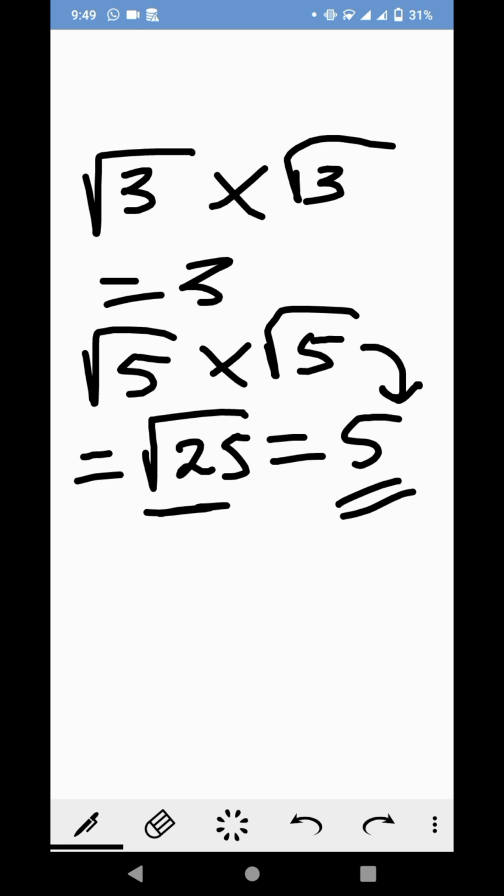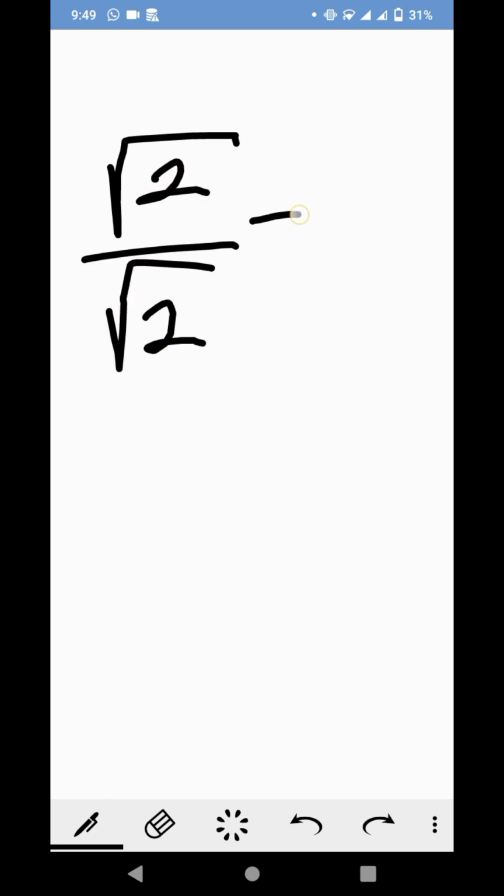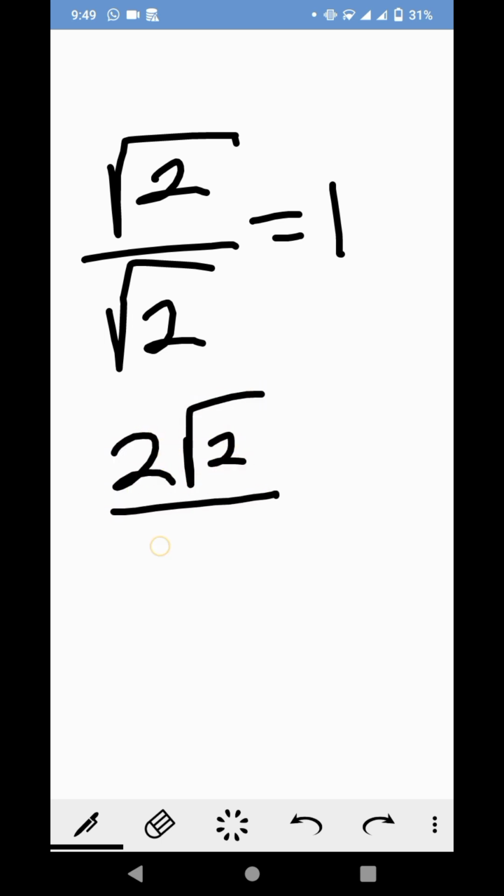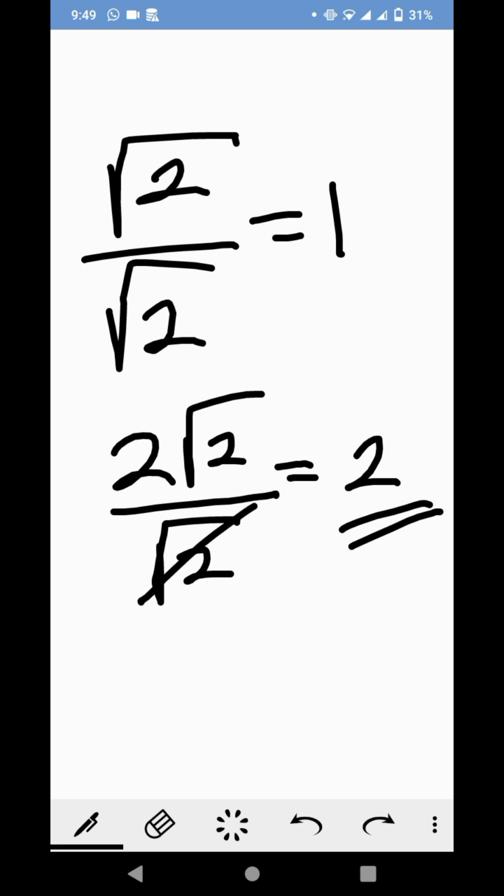Like surds also can be divided. That's to say, root 2 divided by root 2 will give you 1. Then 2 root 2 divided by root 2, of course, will give you 2, because this surd cancels out this surd to give you 2. So like surds can be divided, multiplied, added, subtracted. So let's look at unlike surds now.